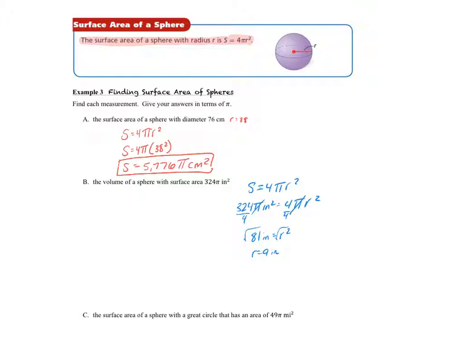So from there, I can find the volume, which is going to be 4/3 pi times radius cubed, so 9 inches cubed. And calculate that, you get 972 pi inches cubed.